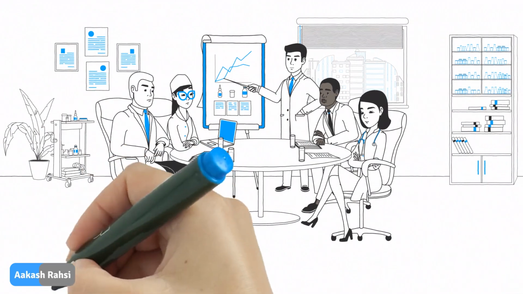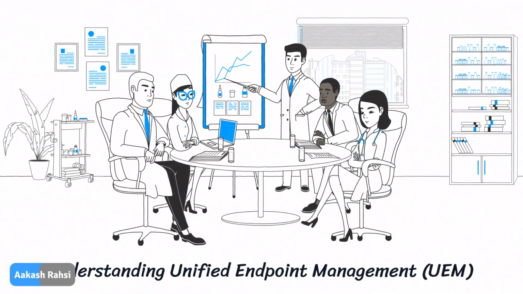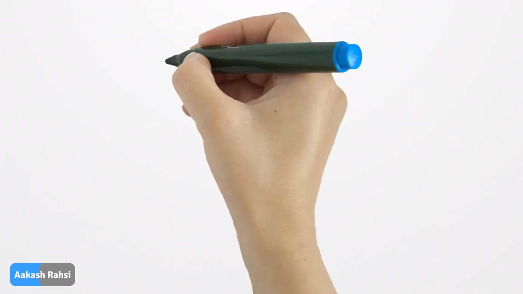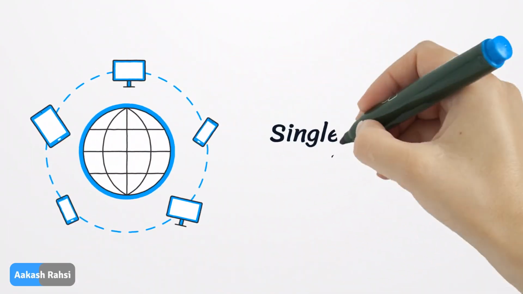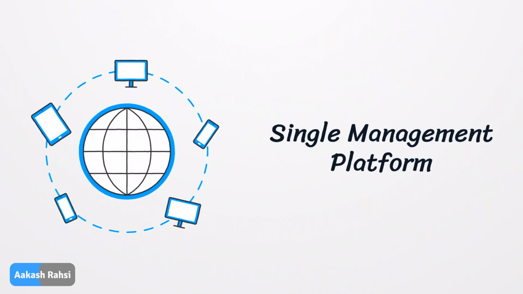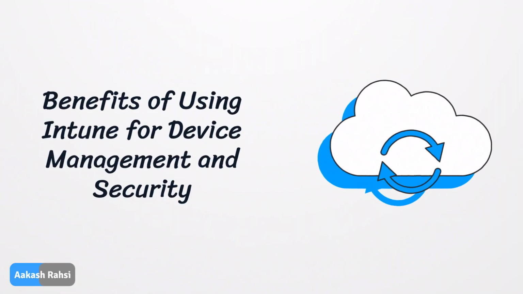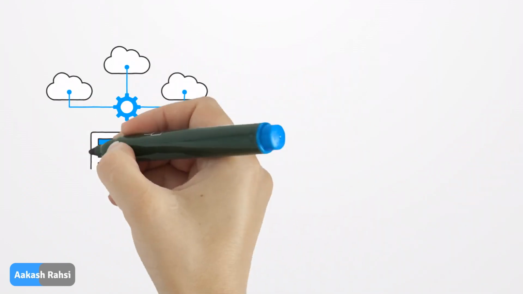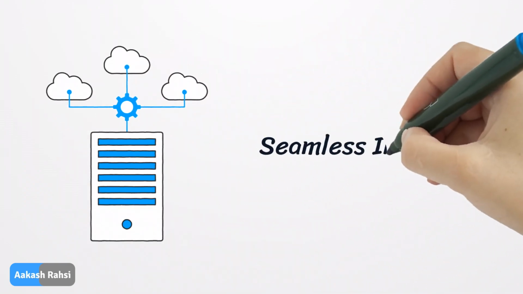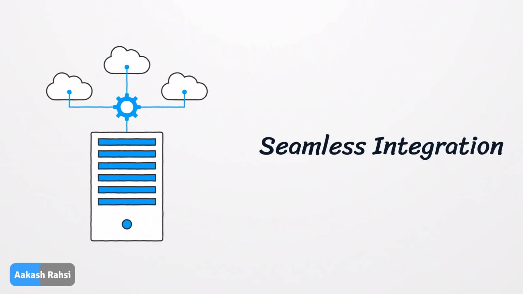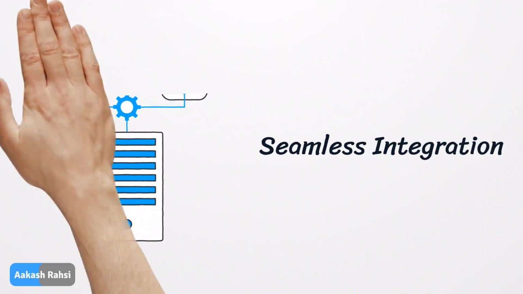Unified Endpoint Management (UEM) combines traditional client management with modern device management, providing a single platform to manage all devices. UEM consolidates tools, enabling management of all devices from one console. Intune eliminates the need for on-premises infrastructure, offering a cloud-based solution that reduces costs and complexity. Intune integrates with Microsoft services like Azure Active Directory and Microsoft 365 for seamless access.